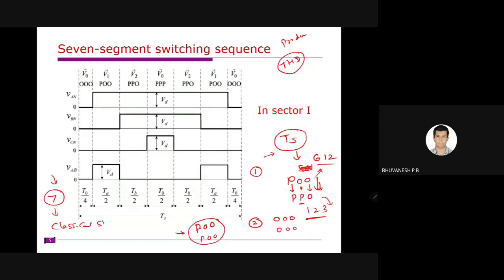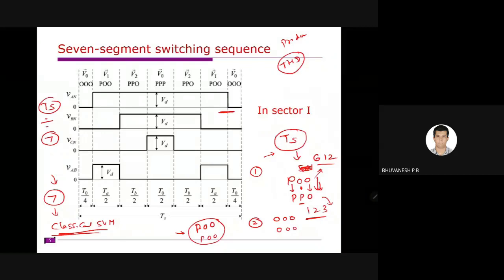So this is known as classical SVM, right? After that there are a lot of alternatives, right? So this is classical SVM. So we divide this TS into 7 segments. Why are we dividing this into 7 segments? When we divide it into 7 segments, we obtain this.